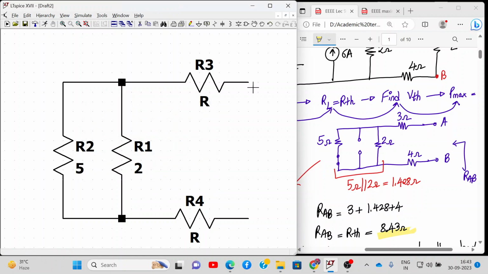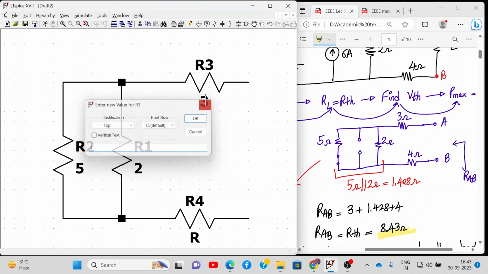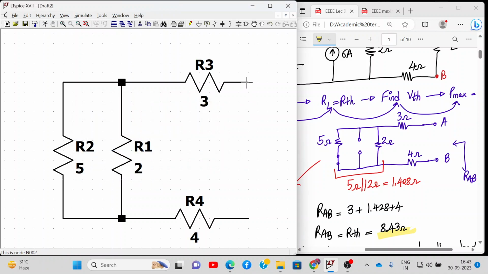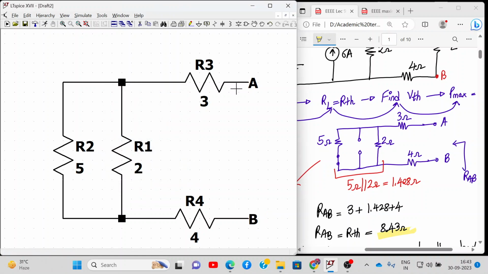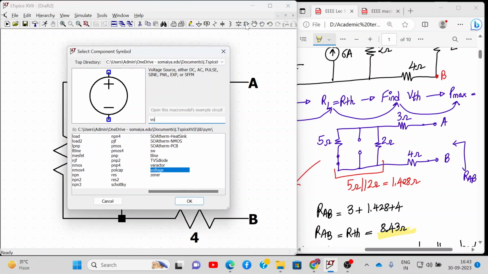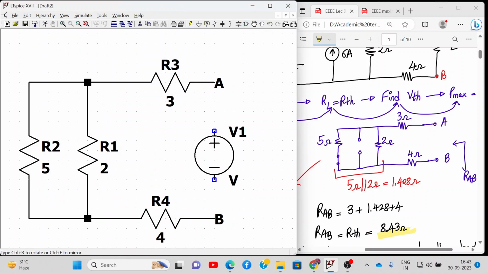This is around 5 volt. This is 3. This will be 4. And these are points A and B. So I'll highlight it as A, and this will be B. Now in order to calculate RTH, we have to connect a test source of voltage, let's say 10 volt.